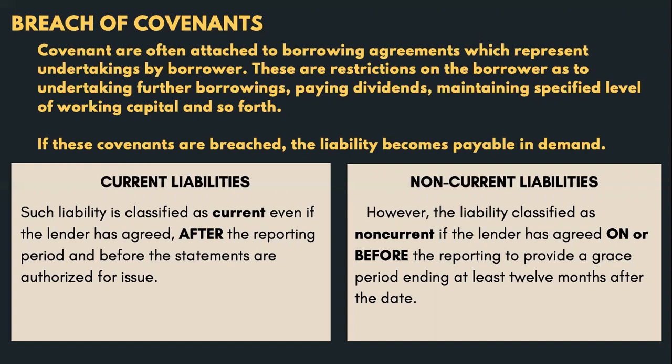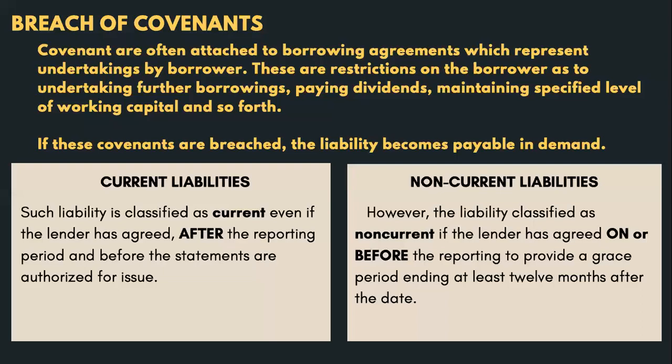And what happens if these covenants are breached? What if we, the borrower, paid dividends, did not maintain the working capital level the bank required, or borrowed from others? Automatically the covenants are breached. What will happen to the liability? Then the liability becomes payable on demand, regardless of the term.